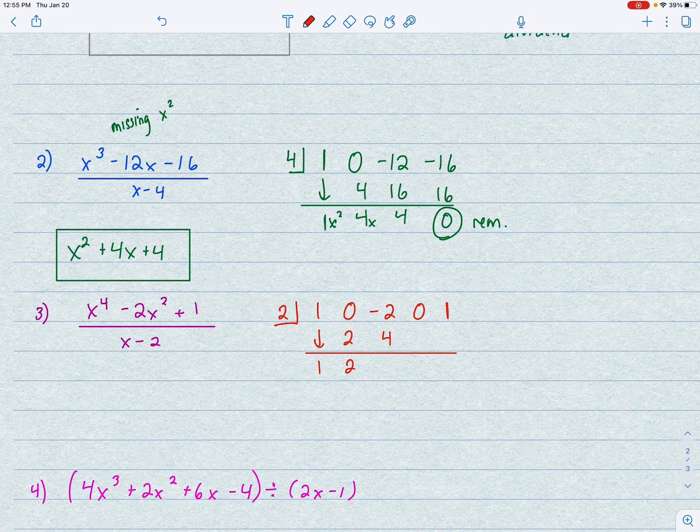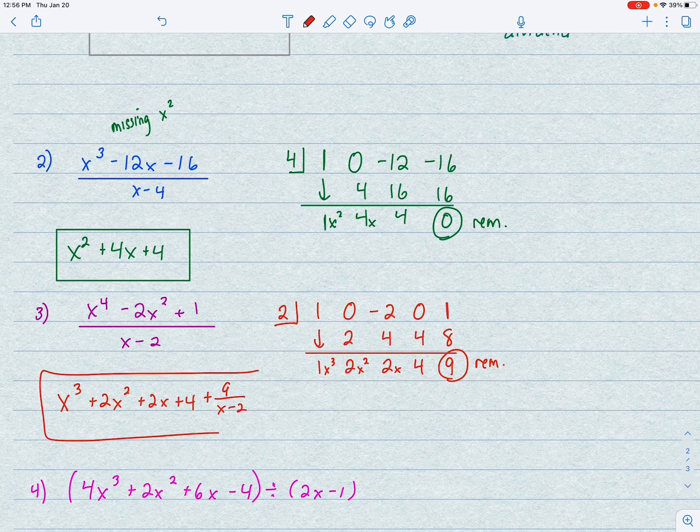So you bring it down, multiply, then you add. 2 times 2 is 4. Add those, multiply again. 4, 4, 8, 9. That's the remainder. The rest is the polynomial. That's an x squared, that's an x cubed. So my answer, x cubed plus 2x squared plus 2x plus 4 plus remainder over divisor.